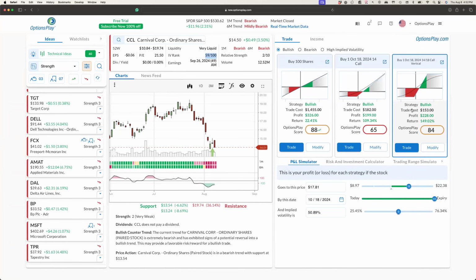So as you can see, the platform is designed to help you improve your ability to find ideas very, very quickly. These ideas are refreshed every single day. So when you log in every single day, you're going to see a new list of ideas. And we want to make sure that you have access to the right ideas for your trading.